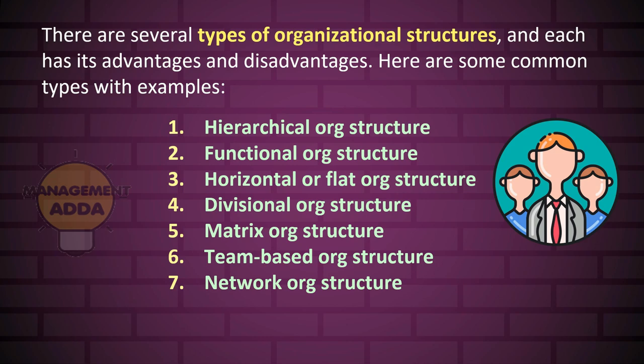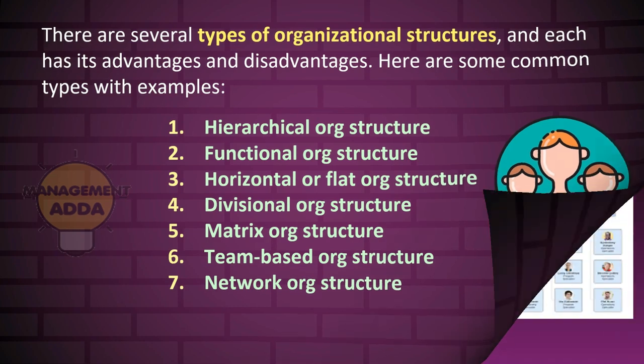First, hierarchical organization structure. Second, functional. Third, horizontal or flat organization structure. Four, divisional. Five, matrix. Six, team-based organization structure. And last, network organization structure. These structures are based on the size of the organization, nature of the job, connectivity, communication between the employees, and so on. Okay, now let us see them one by one.